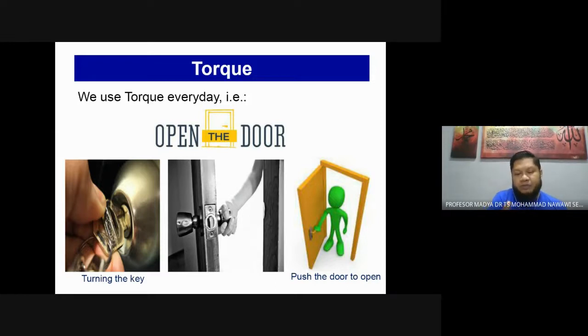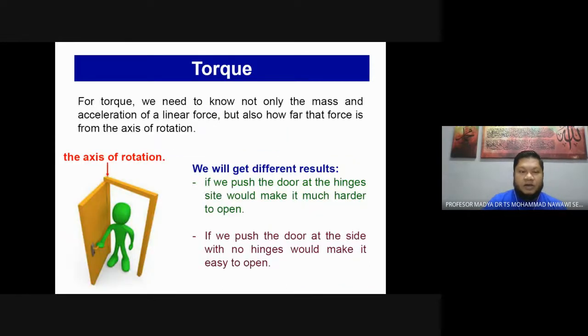And also, when you turn the knob of the door, that is the turning of the door. That is a torque. But when you push the door to open, then there must be another torque. For torque, we need to know not only the mass and acceleration of the linear case, but also how far that force is from the axis of rotation.